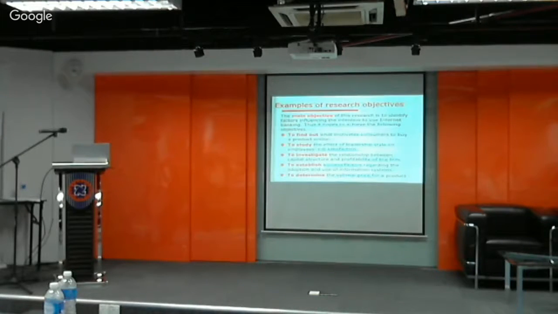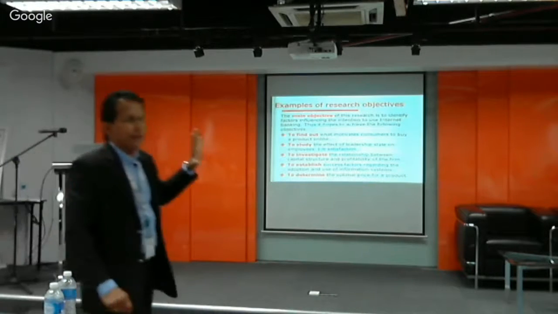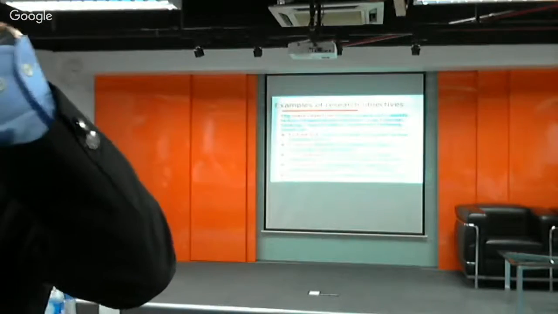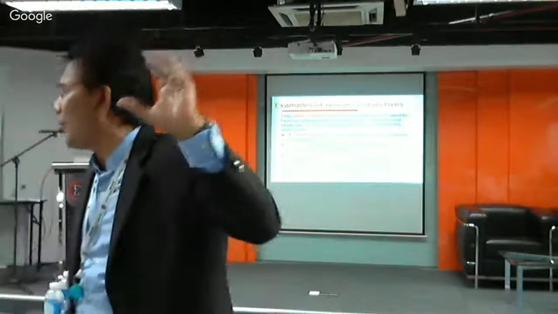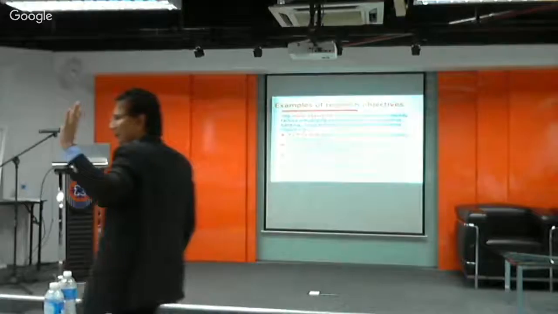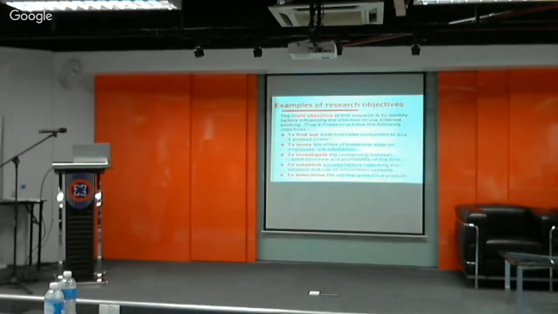Now look at this example. This is a perfect example of how to write an objective. When you're writing a research objective, you must always have the main objective first. You can follow exactly the same format. No problem for a student. You just follow this format: the main objective of this study, blah blah blah, is to follow this. You'll never get it wrong. The main objective of this research is to identify the factors influencing the intention to use internet banking. That is the main, the first one. Thus, it hopes to achieve the following.